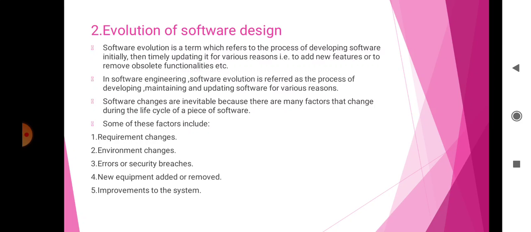Here software changes are inevitable because there are many factors that change during the life cycle of a piece of software. Some of these factors include requirement changes, environment changes, errors or security breaches, new equipment added or removed, and improvements to the system.